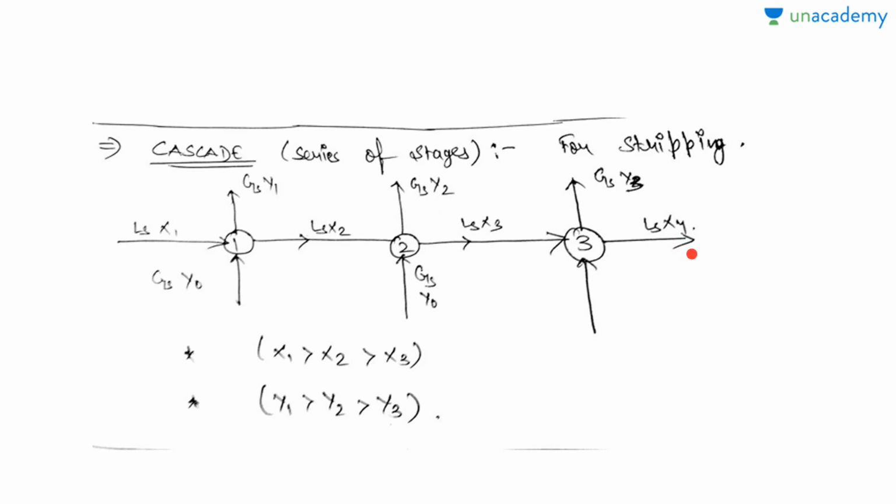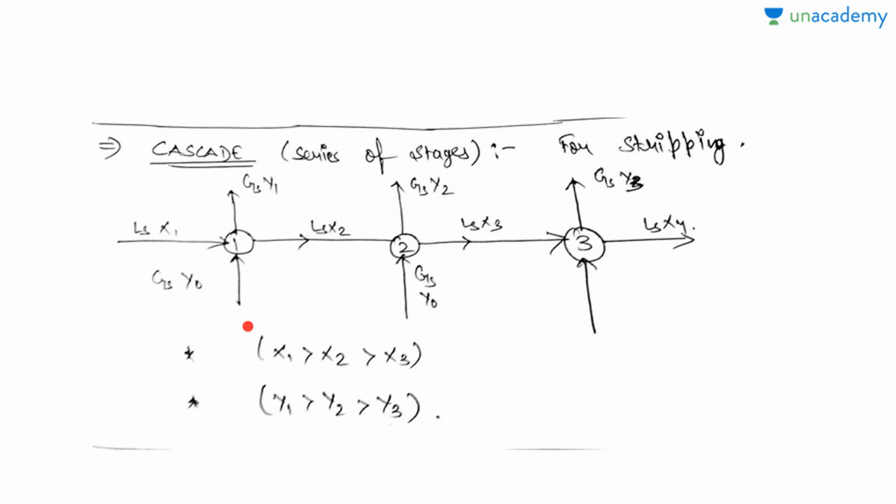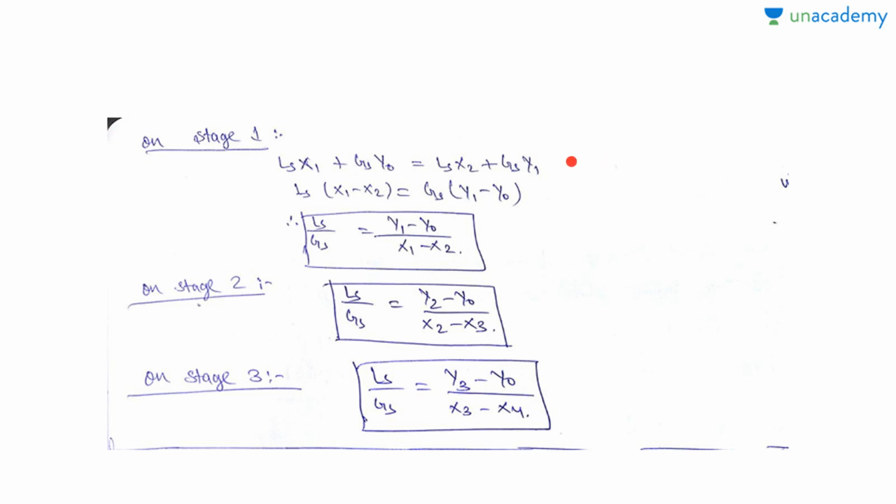Now you can get this idea. Since it is a stripping operation, x1 will be greater than x2, which will be greater than x3, and similarly capital Y1 will be greater than capital Y2, which will be greater than capital Y3. Now let us apply the balance. On stage 1 the inlet streams are LSX1 plus GSY0, which will give us GSY1 plus LSX2. When you rearrange it, it becomes LS by GS equals Y1 minus Y0 upon X1 minus X2.